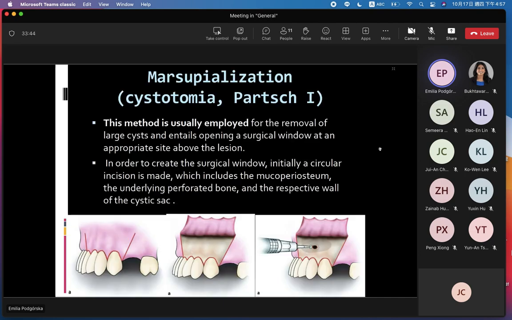Another method: marsupialization, cystotomy, or Partsch 1 method. This method is usually employed for the removal of large cysts and entails opening a surgical window at an appropriate site above the lesion. In order to create the surgical window, initially a circular incision is made, which includes the mucoperiosteum, the underlying perforated bone, and the respective wall of the cystic sac.